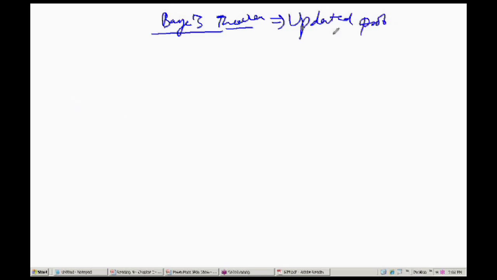Okay, but you are required to understand Bayes rule, because in the past they have asked tough questions using the Bayes rule. So one tough question will be covered, but let us try to understand the Bayes theorem. Bayes theorem deals with the updated probability.